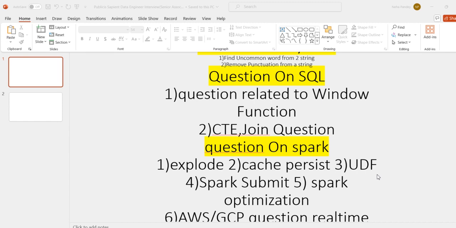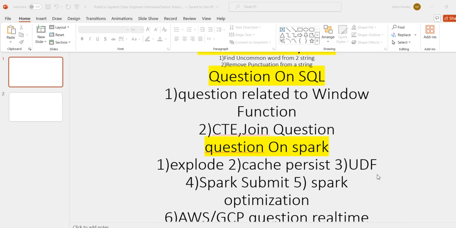How we are submitting Spark in Linux. They are asking basically the command related to that, and what parameters we are passing, like executor memory or some different parameters. What is the resource manager, how you are writing and submitting through the Spark console. So they are asking questions related to that.